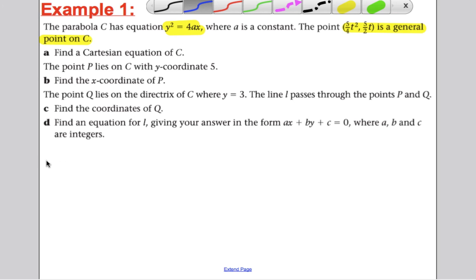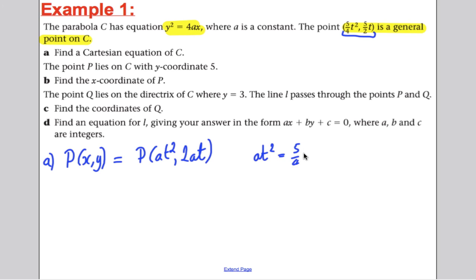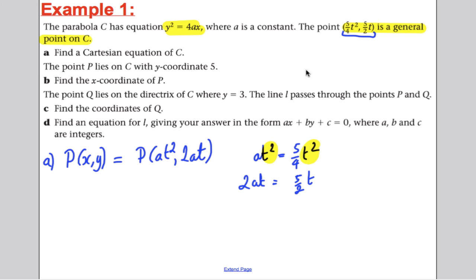Right, now for part a, parametrically I know any point P(x, y) on the curve could also be written as (at², 2at). Now we're told a point on the curve here, so I know that at² must be the same as 5/4 t², and I know that 2at must be the same as 5/2 t. Clearly then, just comparing both these, it works in both cases. There's t², there's t². a must be 5/4, right? a must be 5/4.